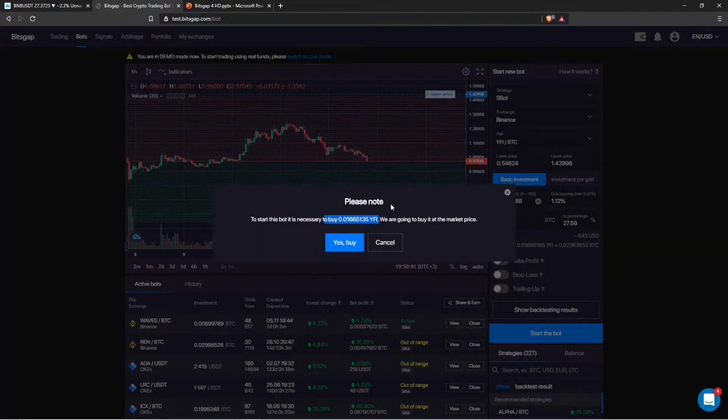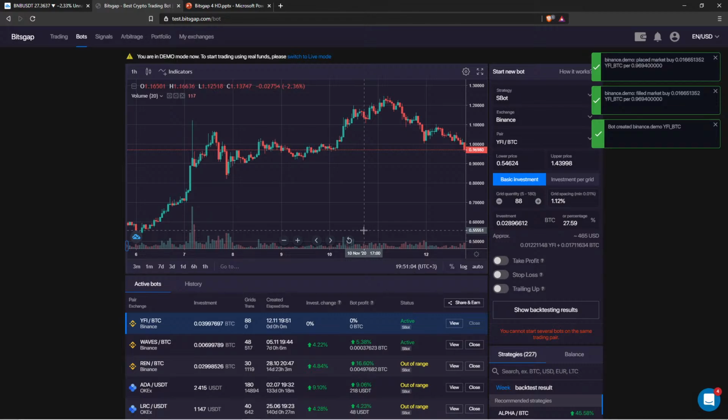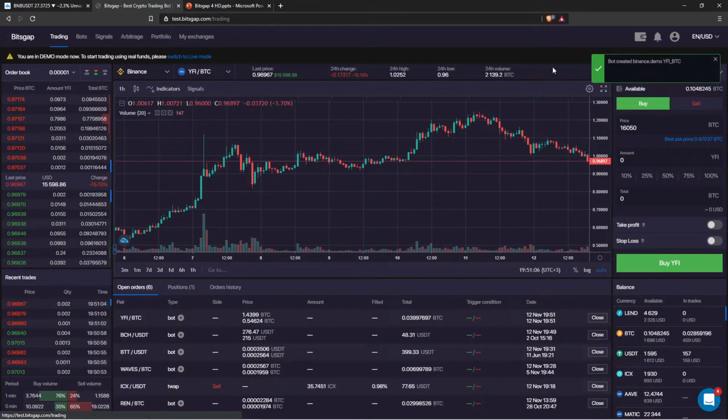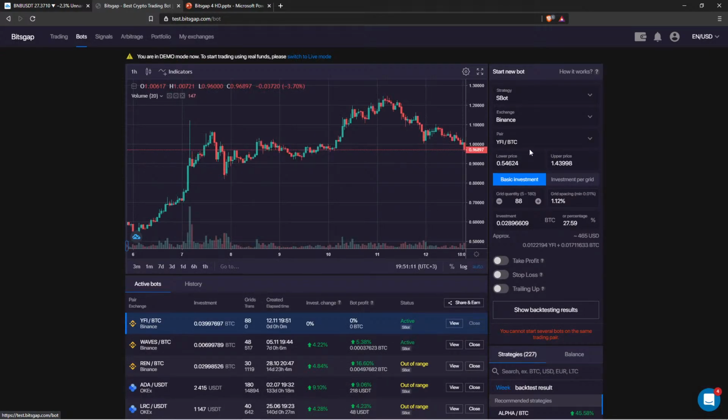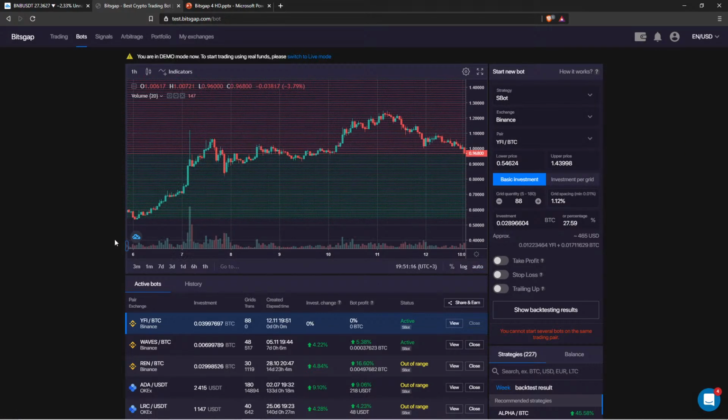If you don't have base currency at the time of launching the bot, the required amount of base currency for this particular trading configuration, then you are required to buy it. As a note here, you can buy it with the market price. That just saves your time. You can press yes, and it will instantly buy it with the market buy order. But if you don't want to buy it with the market buy order, then you can go to trading and manually buy it with the limit order. And then you go back to bots, and now in this case you have enough of the base currency to initiate the trade, and here we go.